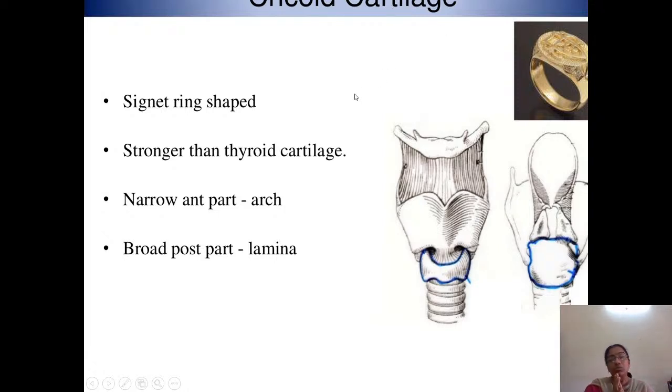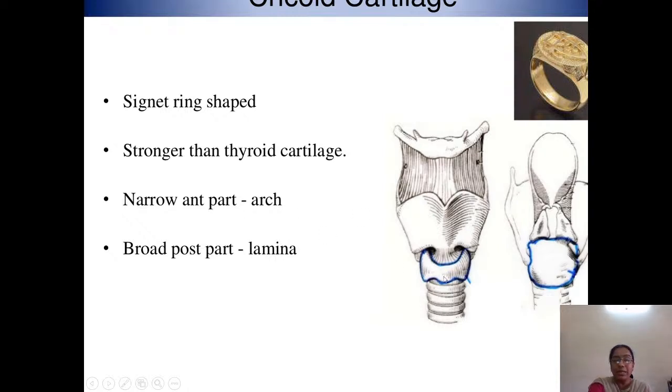The main important feature of the thyroid cartilage was that it is one of the largest or bigger cartilages than any other cartilage of the larynx. But when you see the cricoid cartilage, the peculiar feature is that it is stronger than the thyroid cartilage. It is signet ring in shape, and it is stronger. One more thing: this is the anterior view of the cricoid cartilage, the ring. This is the posterior view of the cricoid cartilage.